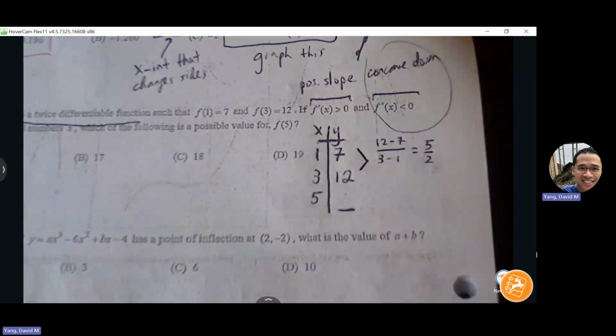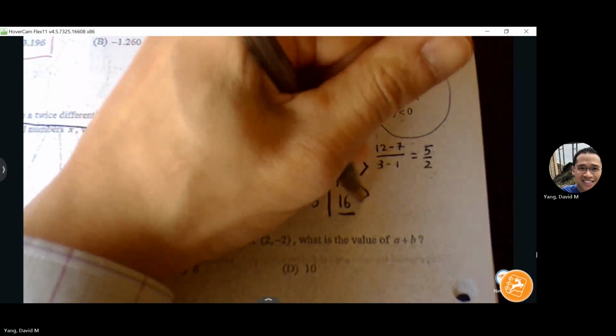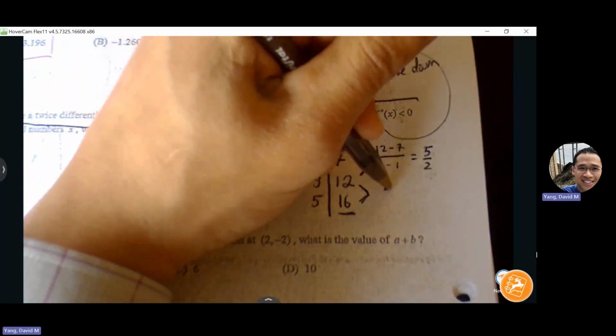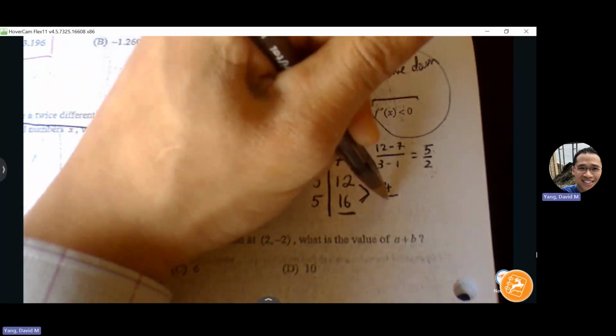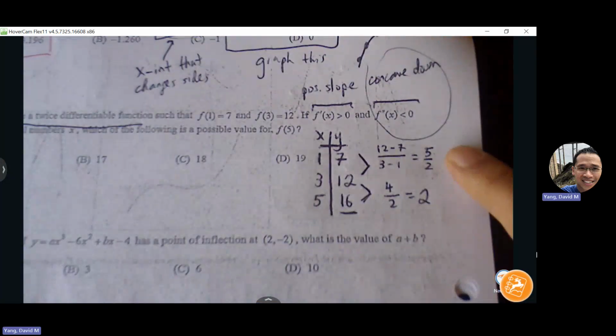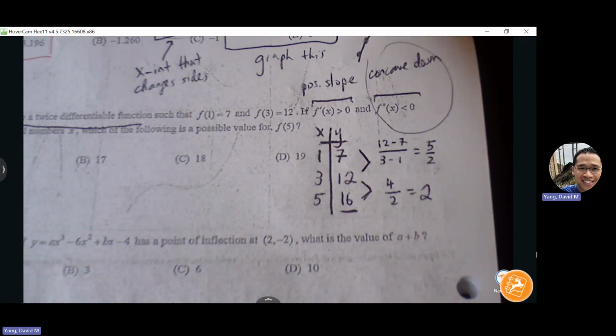So like you said, maybe 16 could be a good fit. So let's try 16. So we find a slope there. 16 minus 12 is 4. 5 minus 3 is 2. 4 over 2 is 2. And that's what we want, right? We want the slope to be still positive, but becoming less steep.